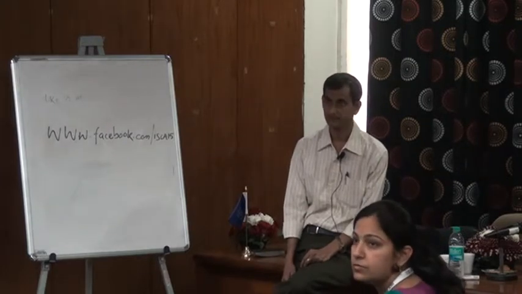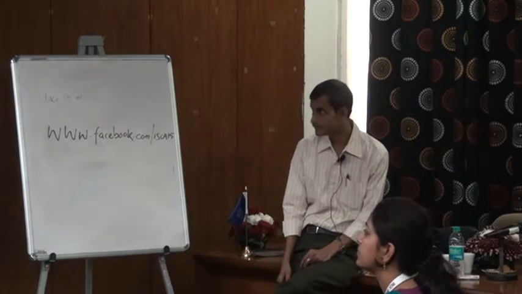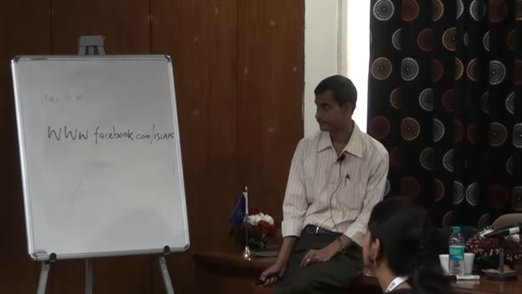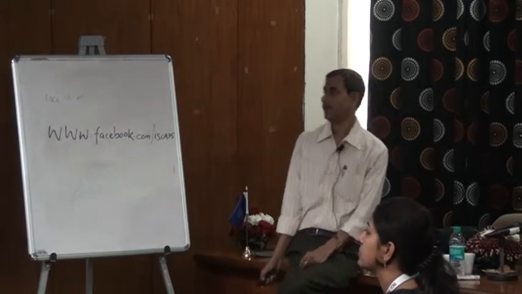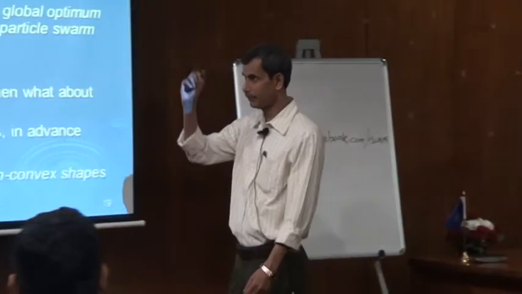Sir, previous slide. Sir, the second last one: unable to handle noisy data and outliers. What is the difference? An outlier is a point which is far away from a group.